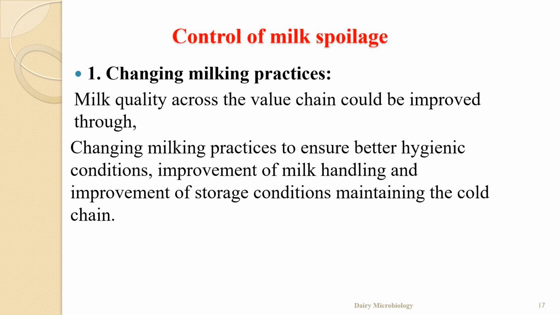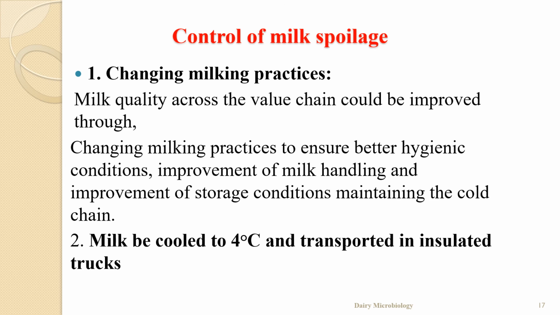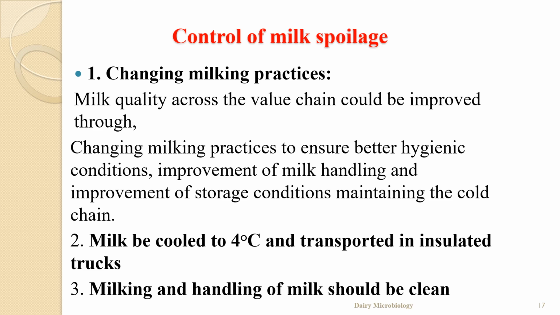So milk spoilage can be controlled by changing milking practices. Milk quality across the value chain could be improved through changing milking practices to ensure better hygienic conditions, improvement of milk handling, and improvement of storage conditions by maintaining the cold chain. Milk should be preserved at a temperature of 4 degrees Celsius and transported in insulated trucks. And milking and handling of milk should be clean.